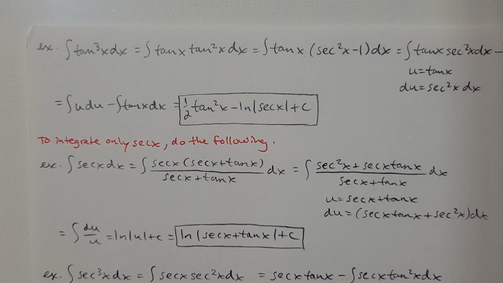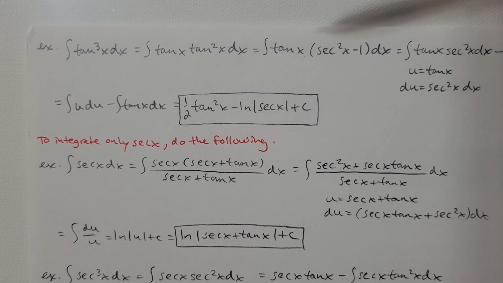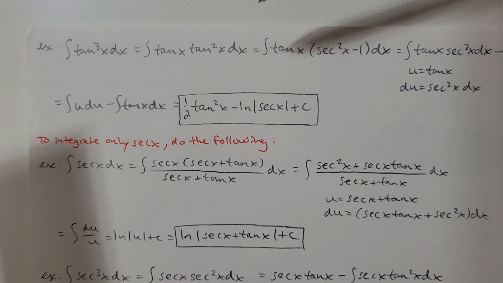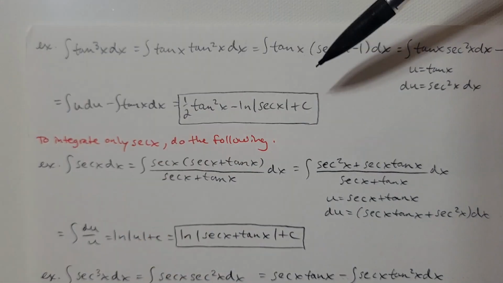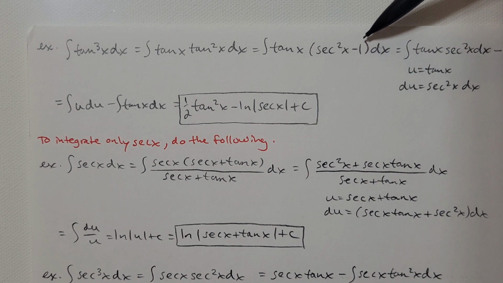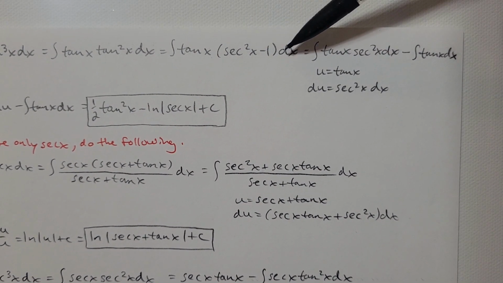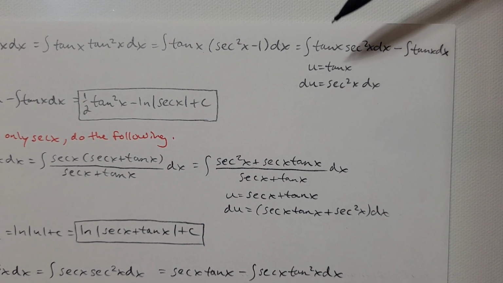Now, in this next example, what if we integrate tangent cubed x? Well, I broke away a tangent x term, and then for this tangent squared x term, I'm using the Pythagorean identity. Tangent squared x is the same as secant squared x minus 1. I got that replaced there. Then the next thing I do is distribute the tangent x into these two terms, and I also split up the integral into two different integrals.